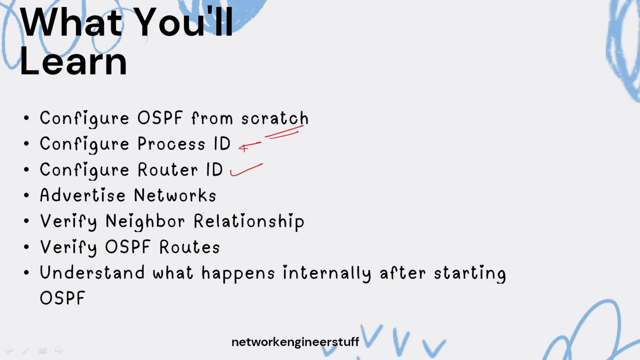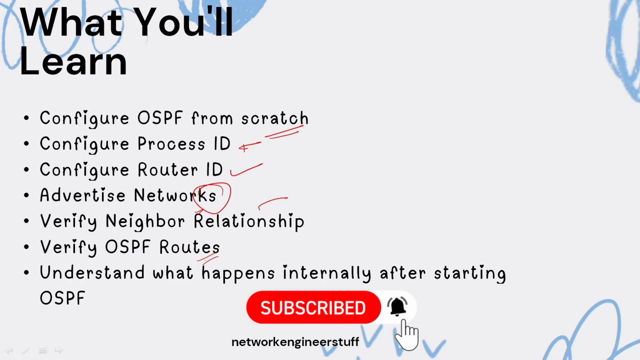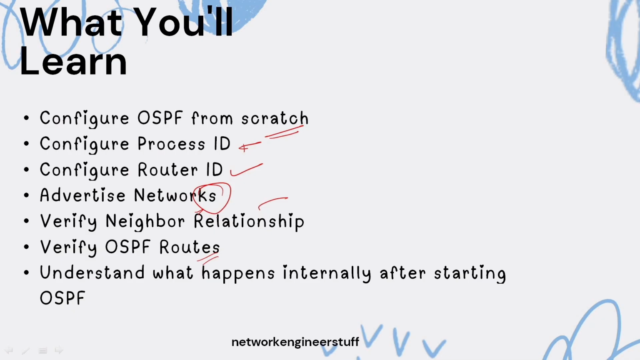Then we will see how to advertise networks in OSPF, how to verify the OSPF neighbor relationship, how to verify OSPF routes, and understand what happens internally after starting OSPF. So multiple things which we are going to see in this particular chapter, that is chapter number 5.